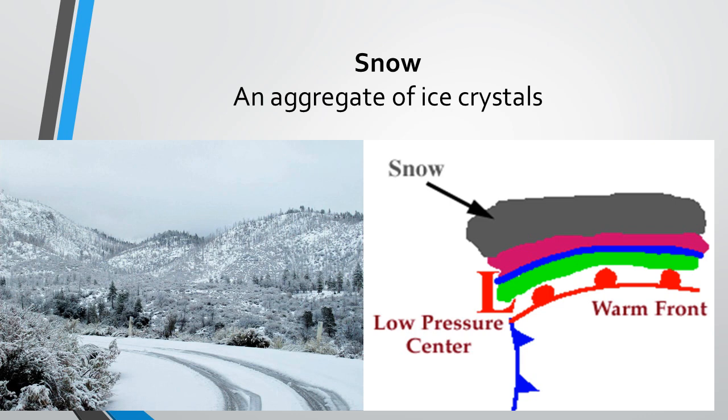Temperatures to the left of the line are below freezing, while temperatures to the right are above freezing. Since the snowflakes do not pass through the layer of warm air enough to cause them to melt, they remain intact and reach the ground as snow.